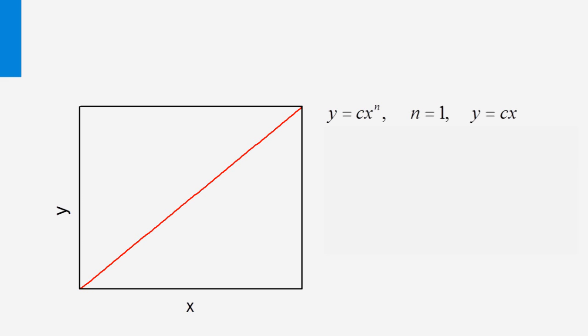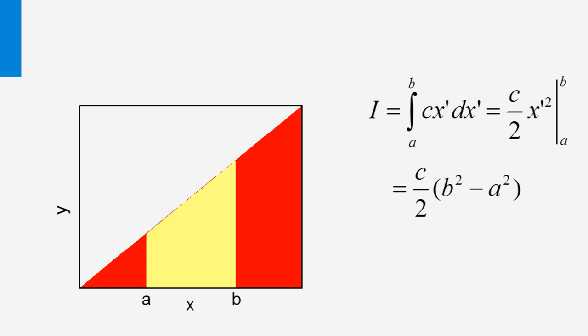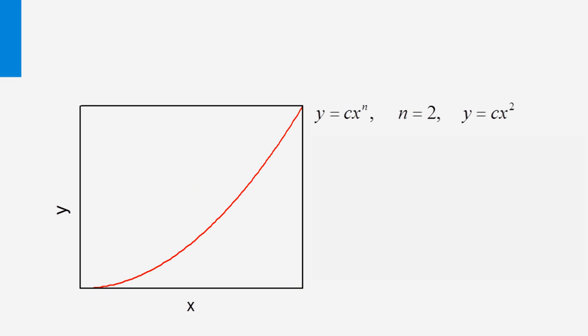Now we consider a linear function. f(x) is equal to c times x. For this function, n is equal to 1 and the integral function equals half times c times x squared. The area between the boundaries a and b is in this case equal to half c times b squared minus a squared.